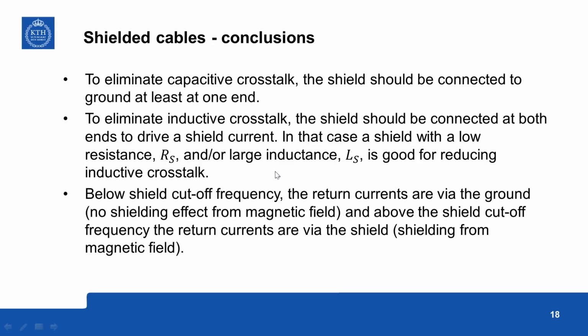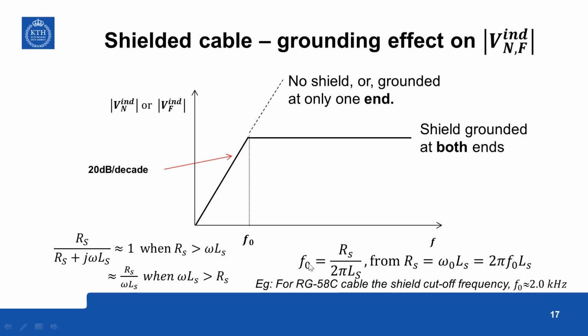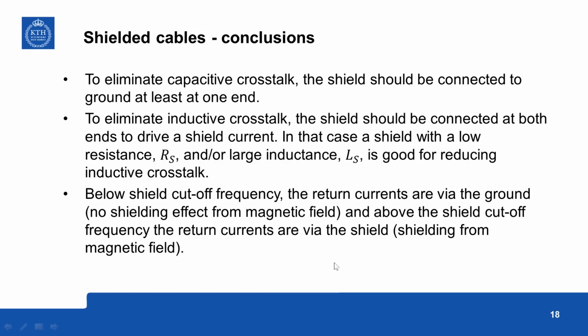So this comes from, say, the shield cutoff frequency. Low resistance and large inductance means F0 becomes smaller. So it means that even from very low frequency, you will have the effect of the shield. Below the shield cutoff frequency, the return currents are via the ground, no shielding effect from magnetic field, and above the shield cutoff frequency, the return currents are via the shield, shielding from magnetic field.